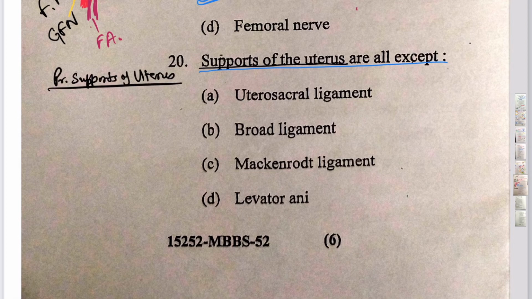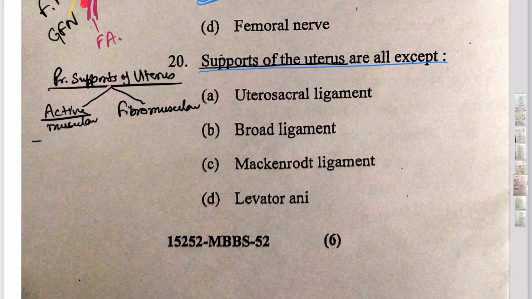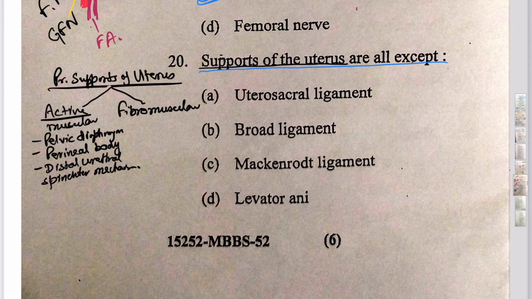Now this primary support also has two types of supports. Active supports are the muscular supports, by contracting which you can support the uterus in its position, and the other one is the fibromuscular. Active supports means those on which it is resting, like the pelvic diaphragm, perineal body, then the distal urethral sphincter mechanism, which is also called the rhabdosphincter. The fibromuscular supports, it's also because of the positioning of the uterus that helps in prevention of the prolapse.